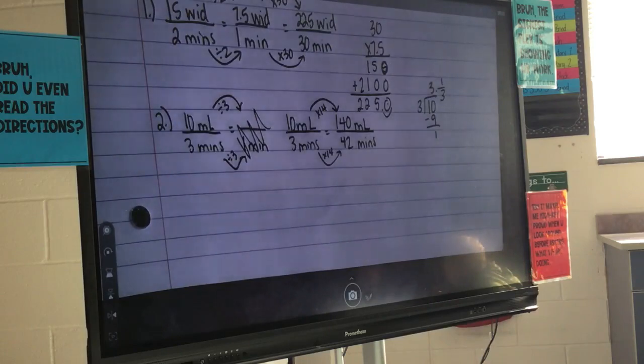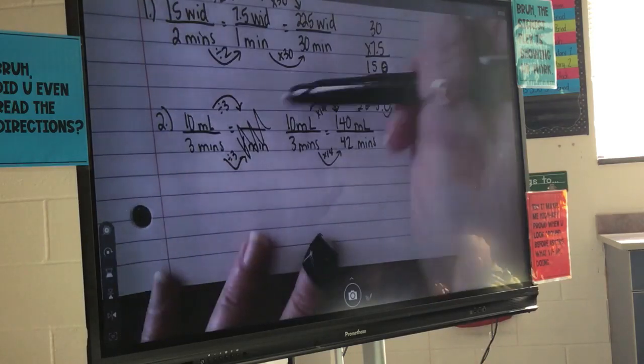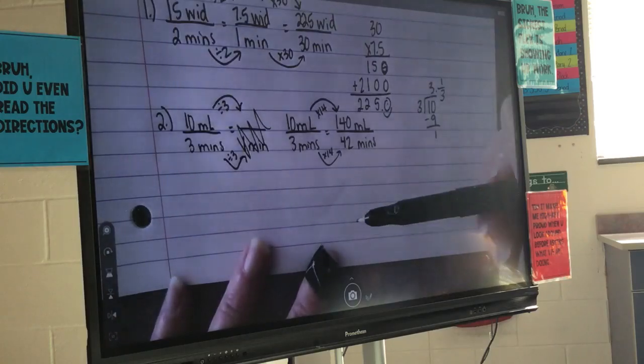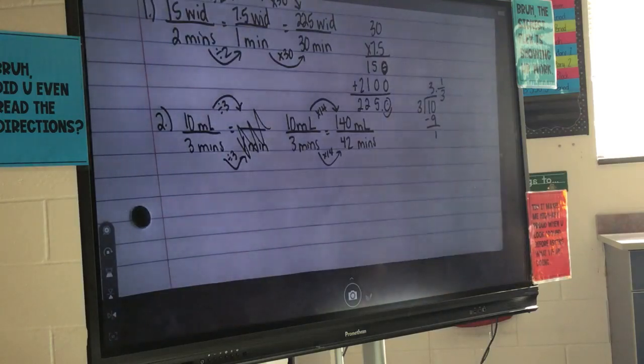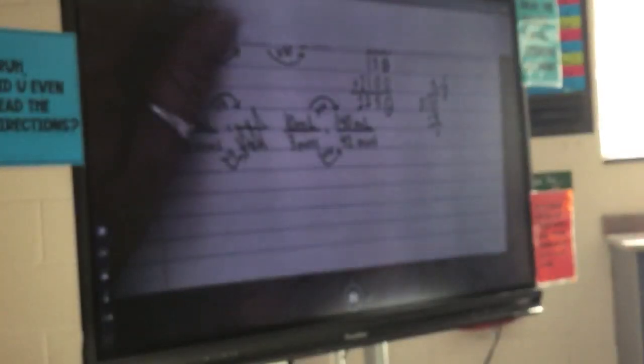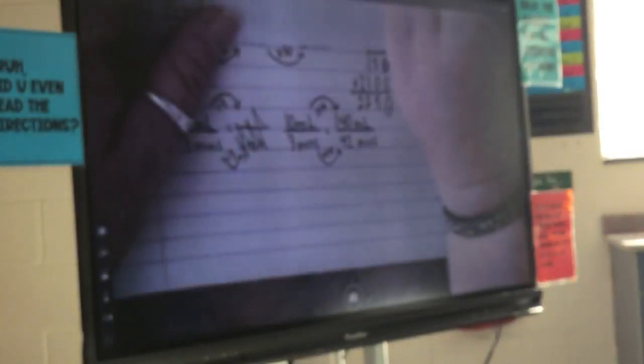So understanding rates, understanding unit rates, it helps with this problem. Now, we could have found the unit rate of this, but that is an extra step that we don't necessarily need to do. All right, so this one is 42 minutes for the answer for that one. All right, thumbs up when you are ready to move on.